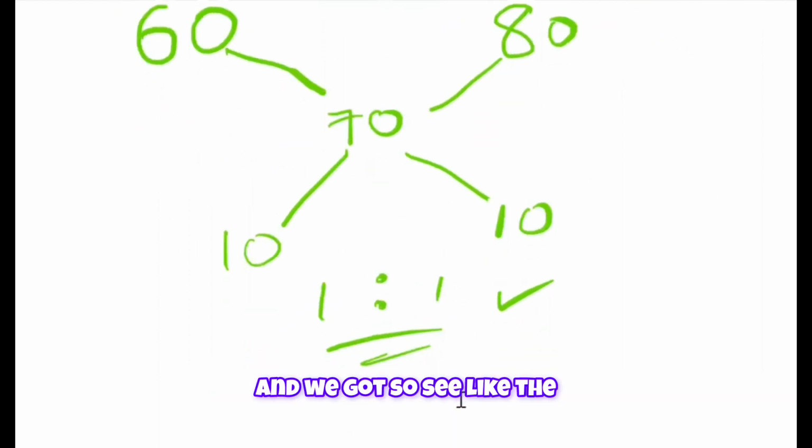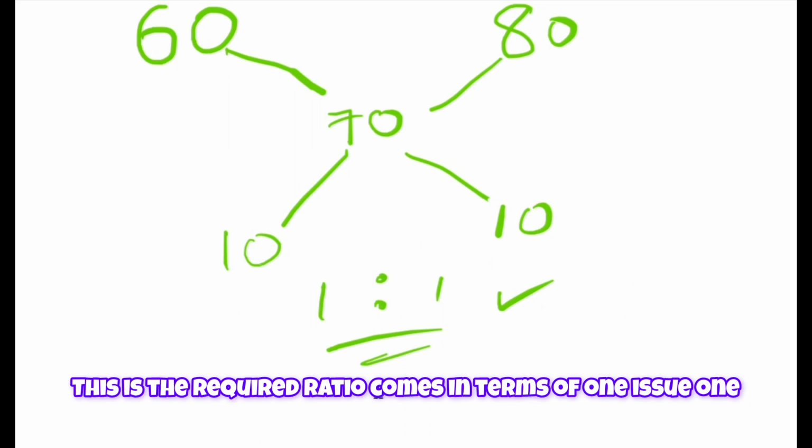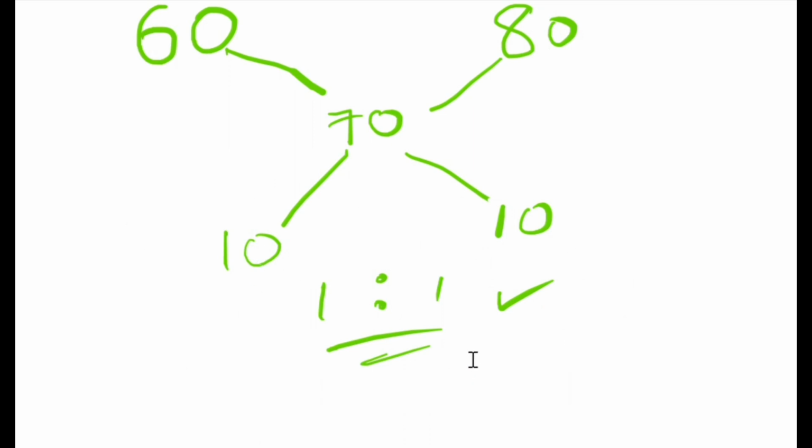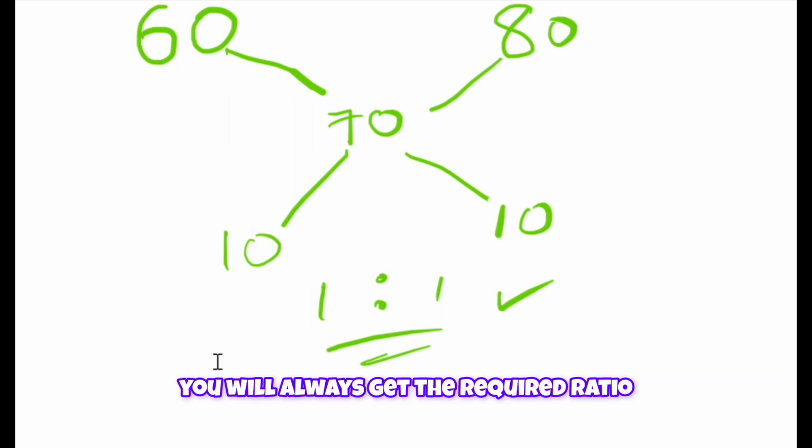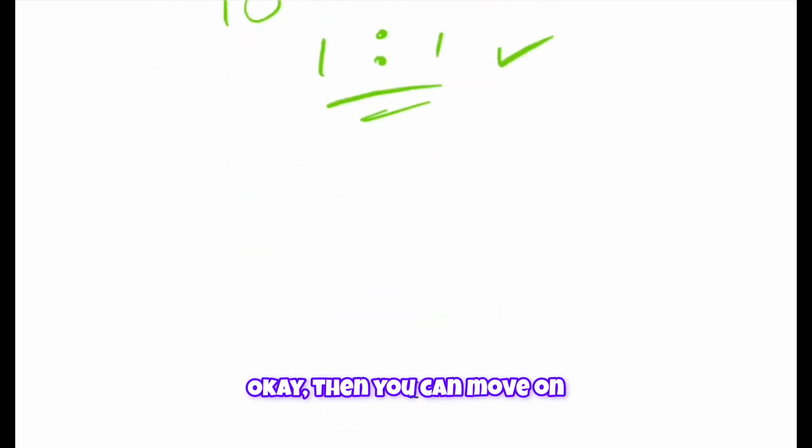So this is the required ratio, which comes out as 1:1. After alligation you will always get the required ratio. Okay, then you can move on.